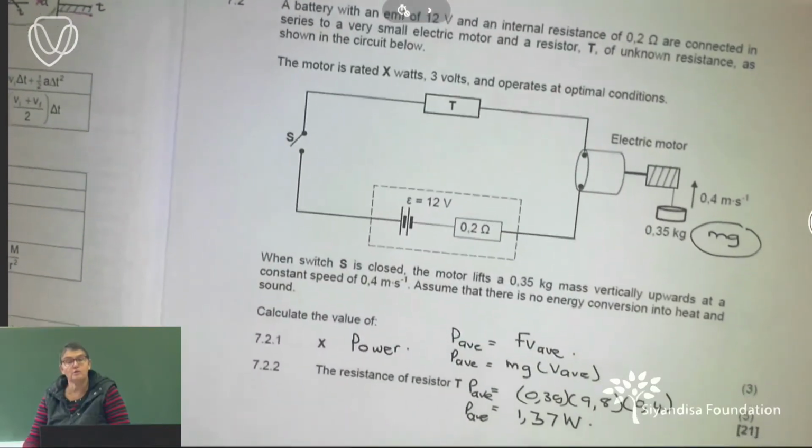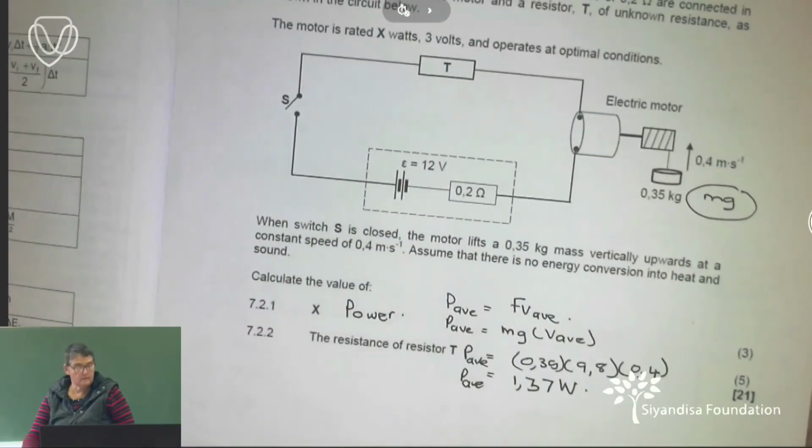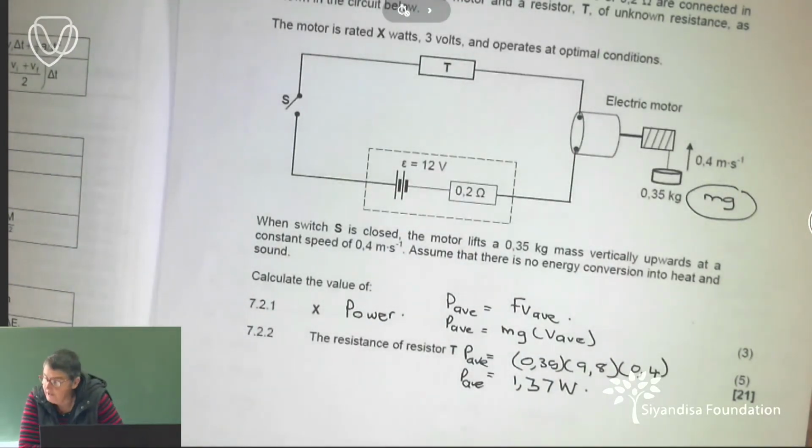Now they want to know from me, what is the resistance in T? What is the resistance in T? Okay, what have I got? I've got the power. You agree with me? I've got the power. What else have I got? I don't have the current. I could try and work out the current. How could I work out the current?